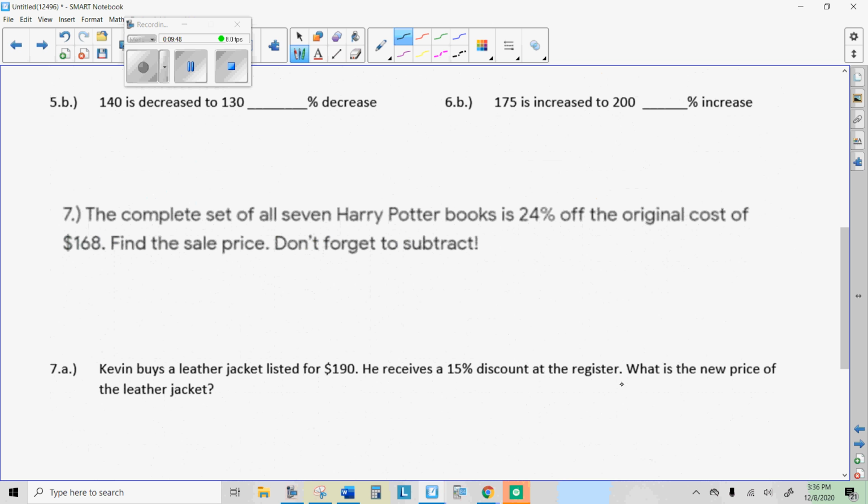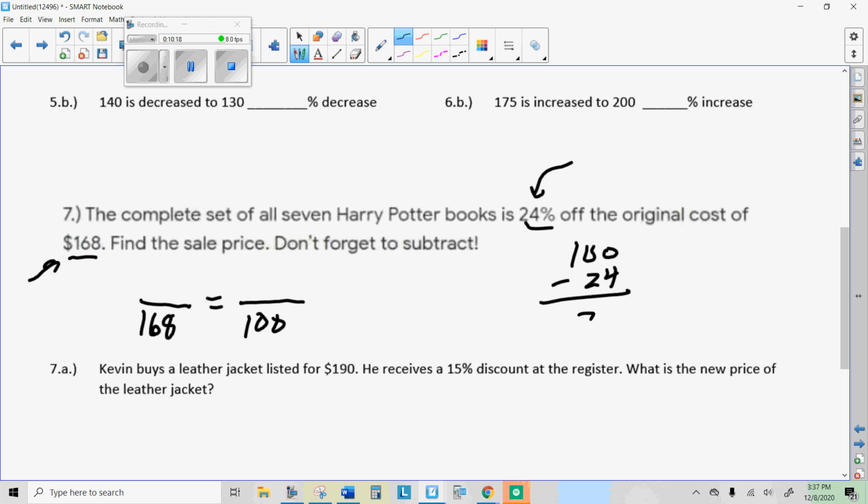Okay. On this Harry Potter problem, we have to take 24% off the original cost. Now, at some point you're going to have to subtract here. If you figure out what the 24% is, then you have to subtract it off the cost. I prefer to subtract it from the original percent, which is 100%. So I'm going to take my 100% minus the 24%, and I know that I'm going to be left paying 76%. That's what I like to put there.